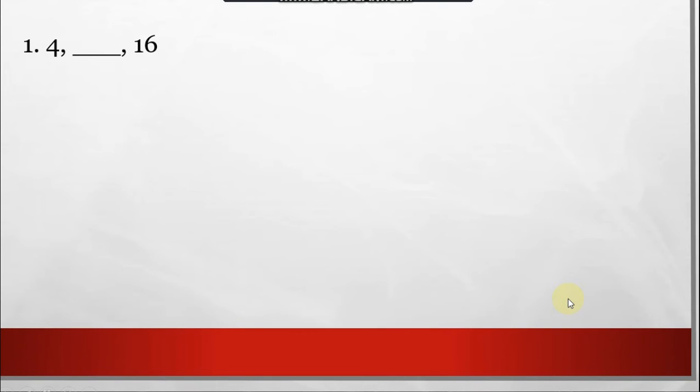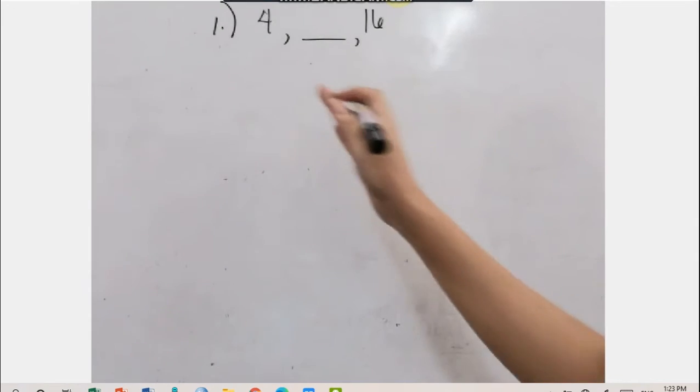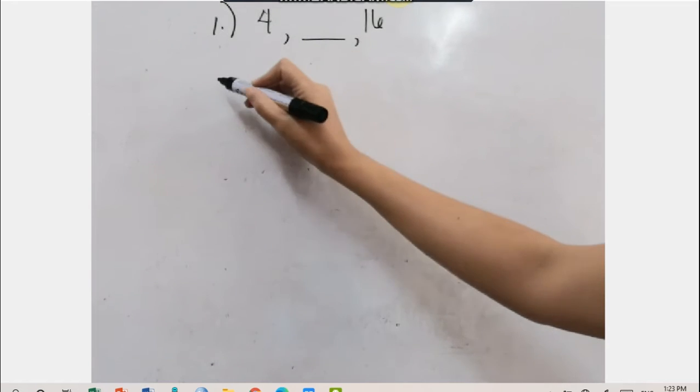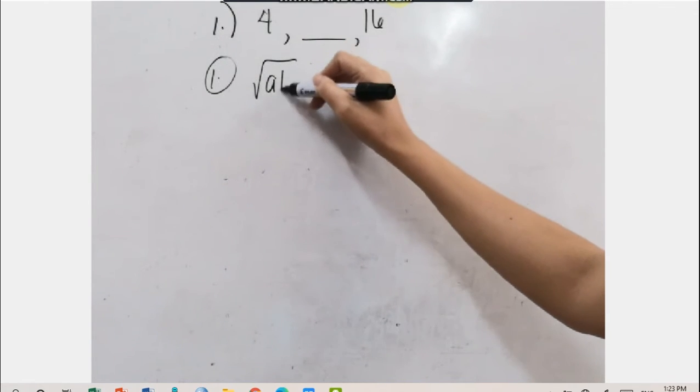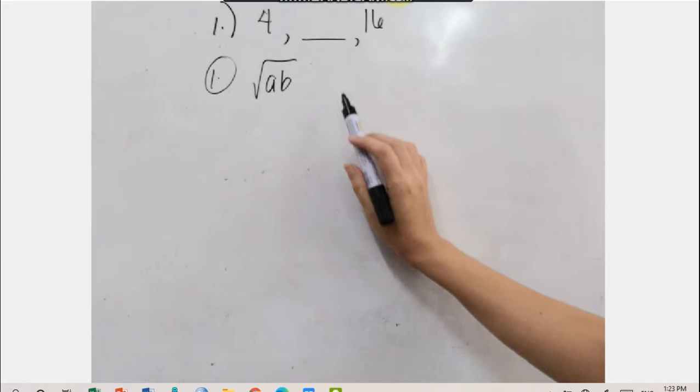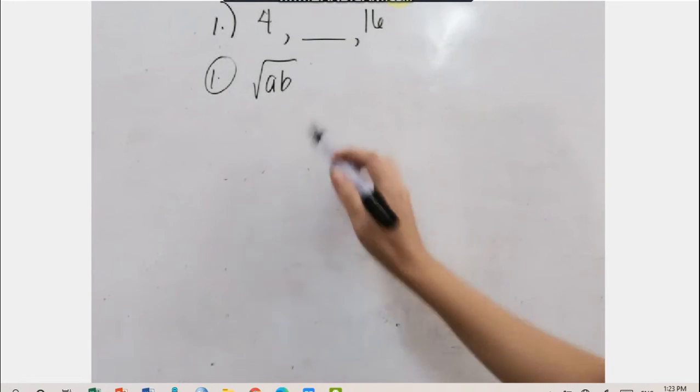Okay, so let's have an example. Number 1: 4, blank, and 16. We are asked to find the geometric mean of 4 and 16. We are going to use those formulas given a while ago in finding the means of the given sequence. So we are going to solve it using the square root of a times b, where a and b here are the extremes of our given sequence.